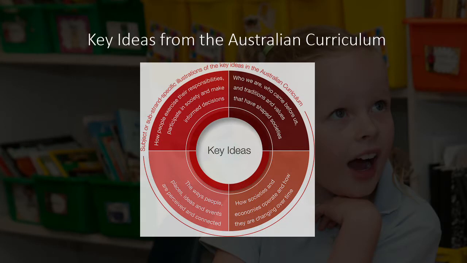The Australian curriculum has defined key ideas behind humanities. As you can see from this illustration, the key ideas are how people exercise their responsibilities, participate in society, and make informed decisions; who we are, who came before us, and traditions and values that have shaped societies; the way people, places, ideas, and events are perceived and connected; and how societies and economies operate, and how they change over time.